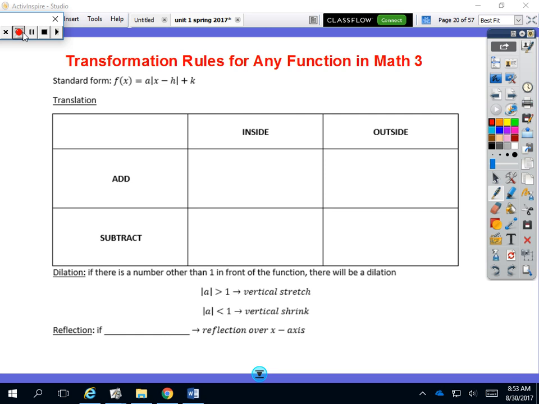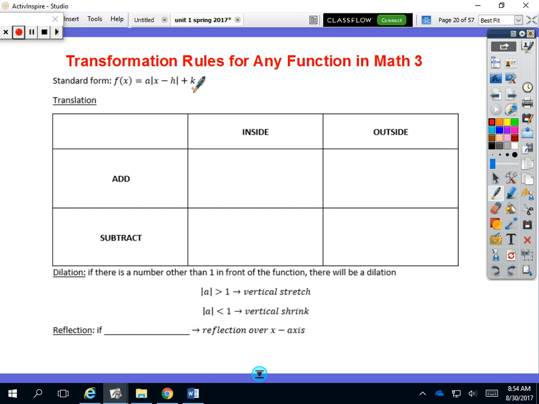You're looking at a basic form with an a in front, that's the number that gives you the dilations and the reflections. And inside, notice it's x minus h. So if you had x minus 2, h is 2. That's going to come along later in the semester, but just an FYI. If it was x plus 2, then h would be negative 2. And this gives us our shift left or right, and then your k gives your shift up or down.